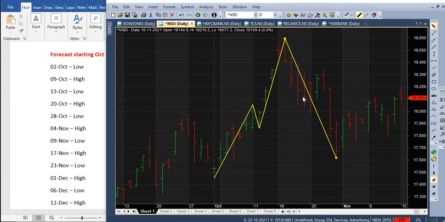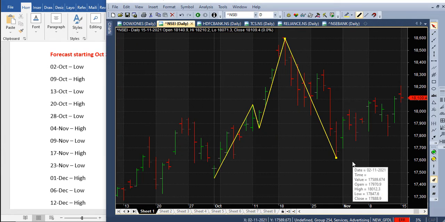But look at the size of these bars. If the bars are large in size, then normally it cuts, or when the market goes sideways, then it cuts. Okay, those are the only two times these bars are cut by the trend line.